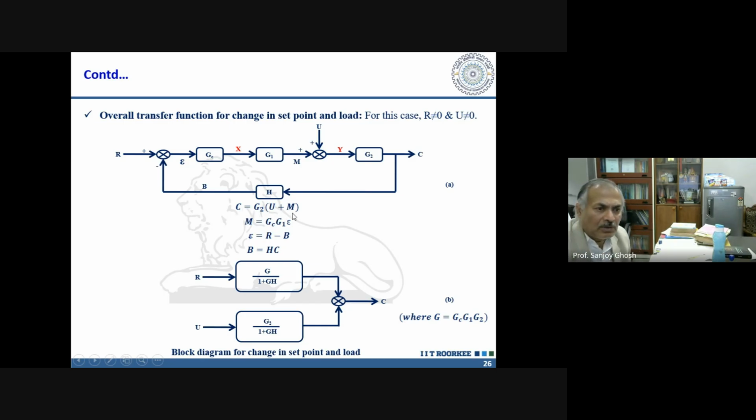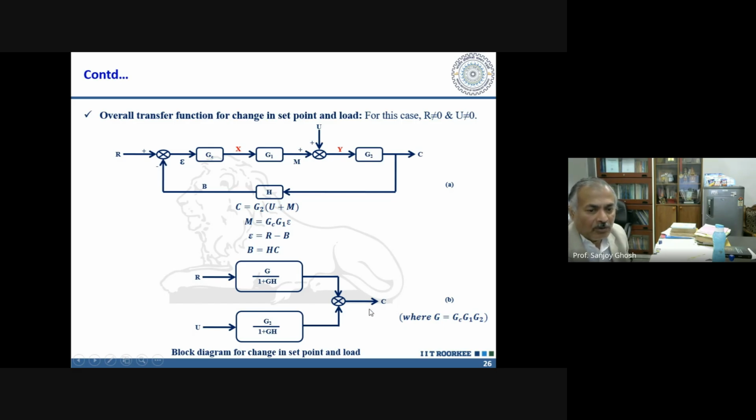C is equal to G2 into U plus M, M is nothing but this, and then E is nothing but R minus B, and B is nothing but HC. Put all these things together and you want to get the C expression, then you will get this. So that's the output. This output will change if there is a change in R, or a change in U, or if both changes are there, then also it will be affected. So C will be affected by both.